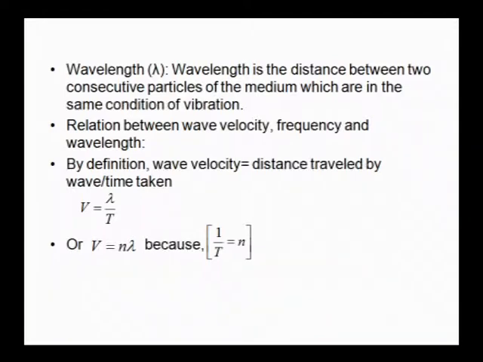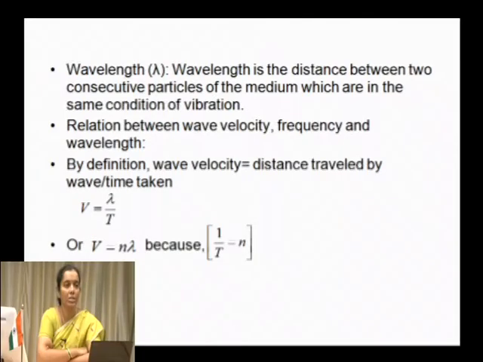The general definition is that the wavelength is the distance between two consecutive particles of the medium which are in the same condition of vibration. Suppose one particle has attained maximum amplitude, and another particle has also attained maximum amplitude. The distance between these two particles with maximum amplitude, we call it the wavelength.